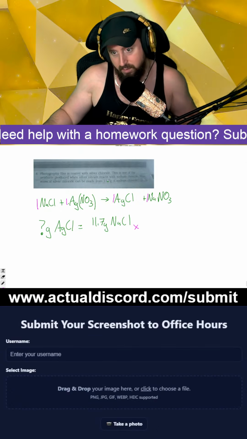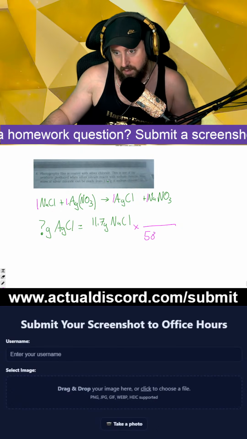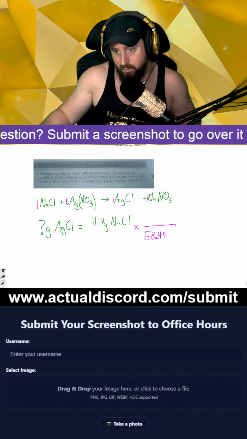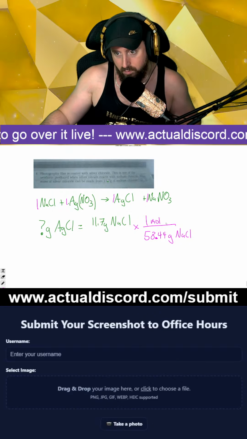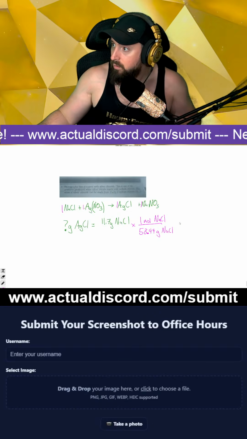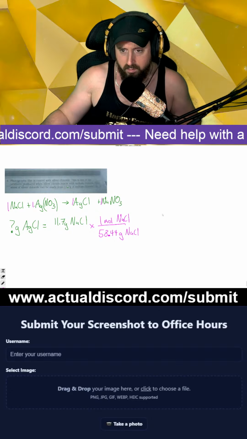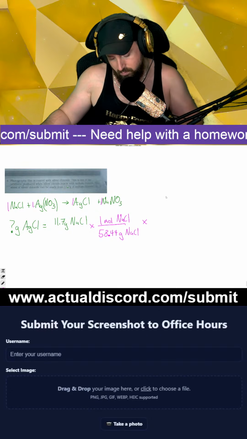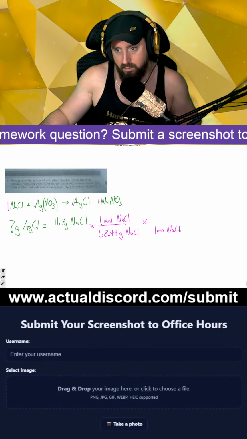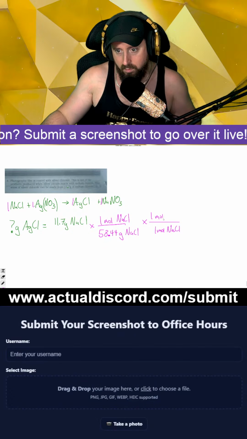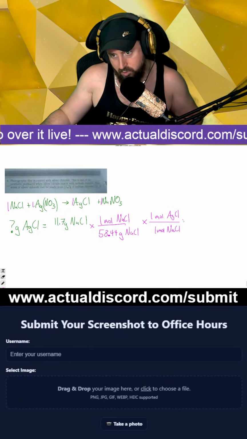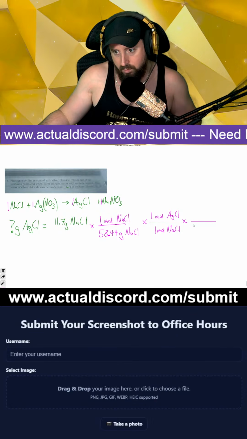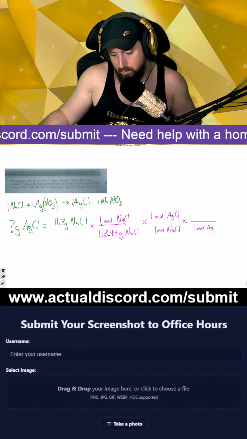Okay, so this is going to be 58.44 grams of NaCl is equal to 1 mole of NaCl. And then we do 1 mole of NaCl is equal to 1 mole of AgCl. And then finally, we need to eventually get to grams of AgCl. So I'm going to say that 1 mole of AgCl.